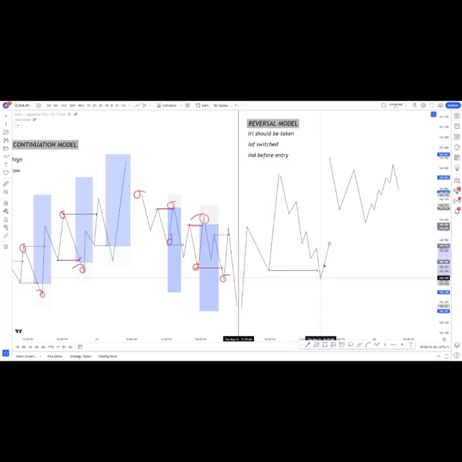Now, this is it. In this case, internal range liquidity has been taken. Then the next thing is what? Price broke structure to the upside. Of course, a vast number of people are going to be seeing this as a change of character.